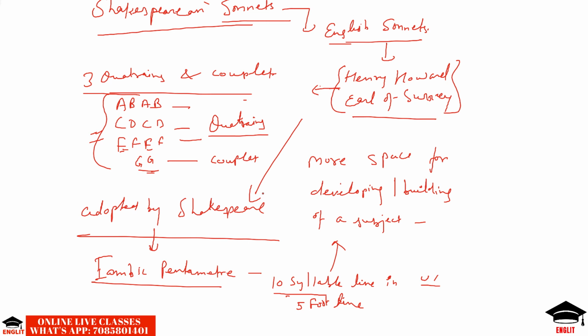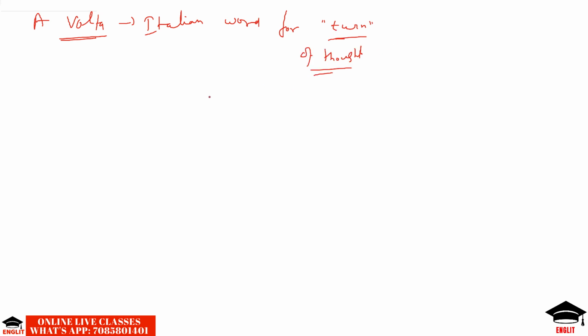The Italian or Petrarchan form has somewhat restrictive space for the writer to develop his thoughts and subject matter. It also has a volta. Volta is an Italian word for turn. Its meaning is a turn of thought as far as the sonnet form is concerned. So volta means a turn of thought in a sonnet. It is used in the Petrarchan form as well as in the Shakespearean or English sonnet. So it is a turn of thought or argument.